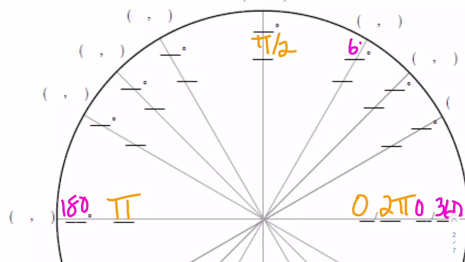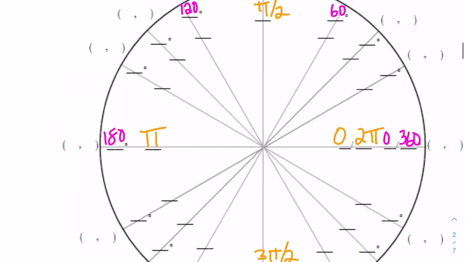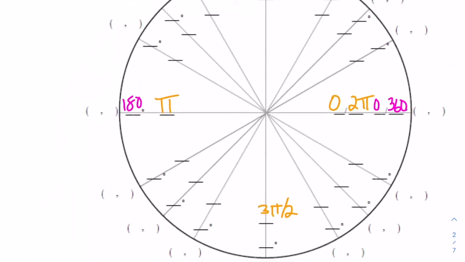All right, so the 60 degrees, I'll mark with here, and we know that if we add another 60, that would be 120, and then add another 60, that's going to bring us down to 180. And then I go over here, add 60, we have 240. Add another 60, we get 300. Add another 60, we get back to 360.